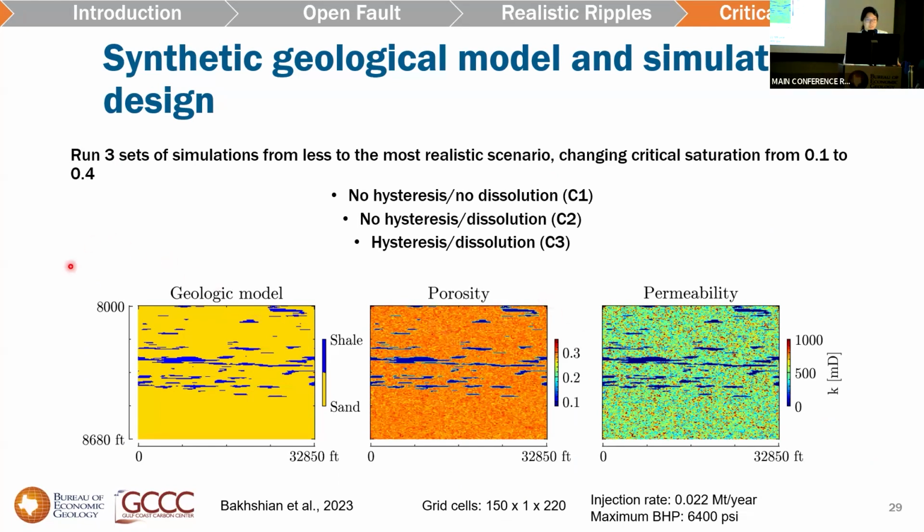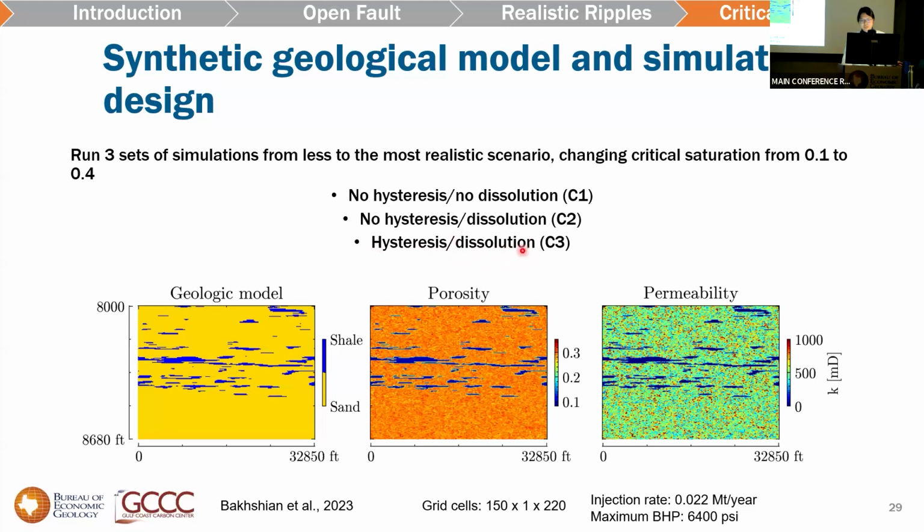So for this simple field scale simulation, we only use one geologic model. As you can see here, the yellow represents the sand facies, and the blue represents the shale facies. And here we're conducting 3 different injection scenarios, C1, C2, and C3. Hysteresis just means whether we have residual or snap-off trapping when the water imbibes back into the CO2 plume.